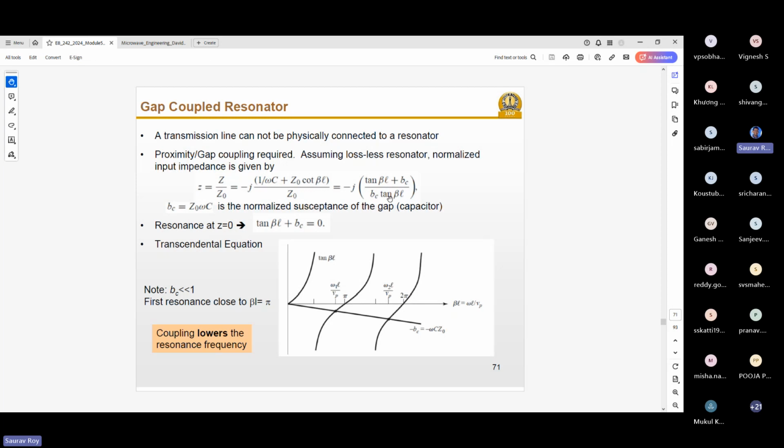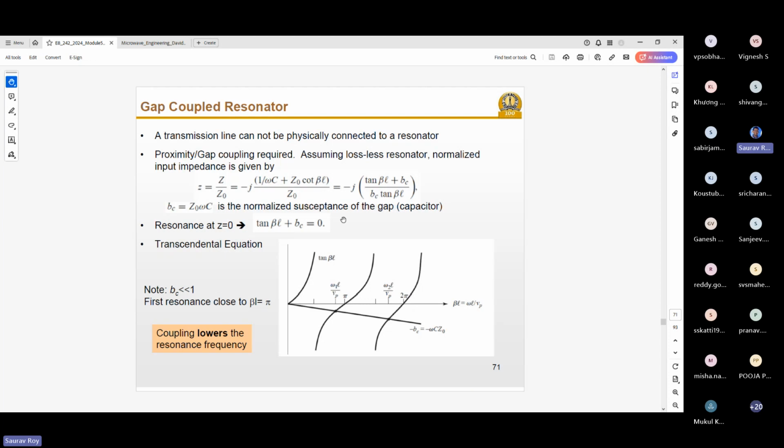Now, for calculating resonance, what do we need? We need the impedance value Z of this to be 0. How can it be 0? Only when the numerator terms become 0. That is why we get this equation: tan beta L plus BC equals 0.